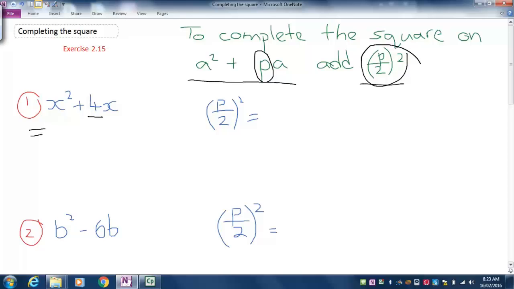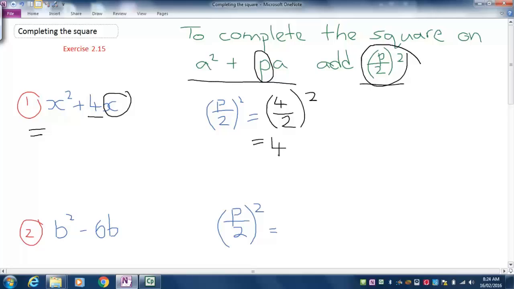The pronumeral that I'm looking at here is the x, and so the coefficient is the 4 there in front, so p is equal to 4 in this case. So over here, p on 2 all squared will be 4 over 2 all squared. Tidy up inside the brackets, 4 divided by 2 gives me 2, and 2 squared gives me 4. So that's the number that I now need to add on to x squared plus 4x to make that a perfect square.